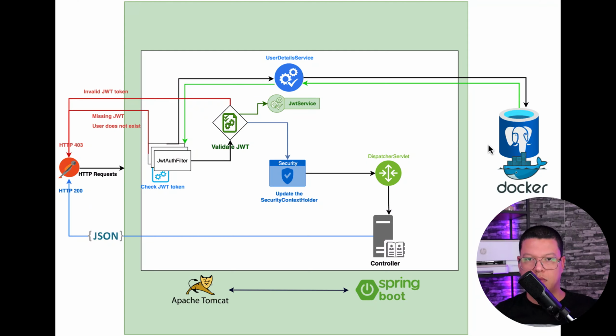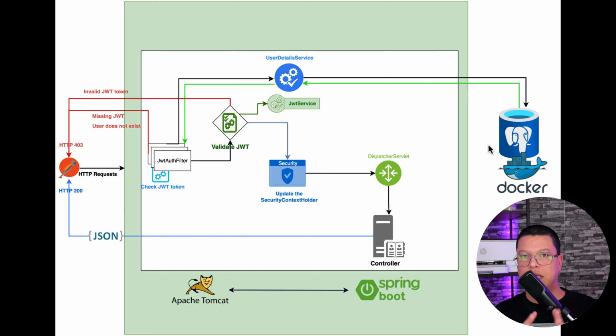Let's not complicate the words, and let's not use so many complicated technical words. You all remember this diagram that I have right here that explains how the security flow works, or how we can secure our API using JWT token. Now we need to adapt this a little bit in order to be able to implement our logout system.